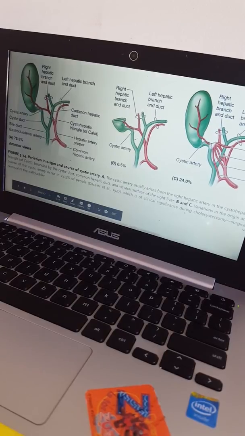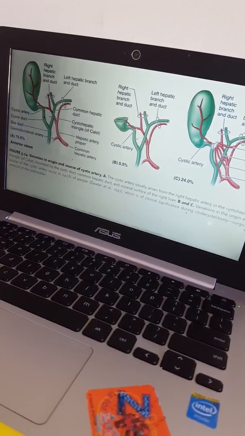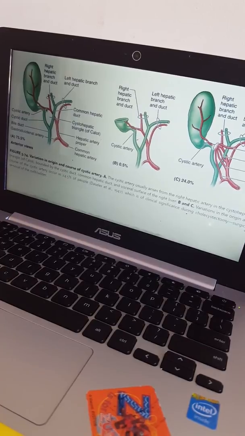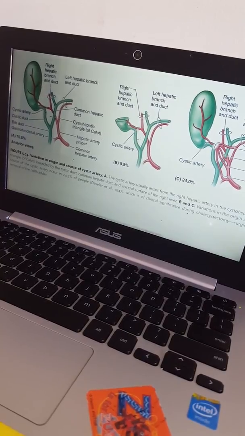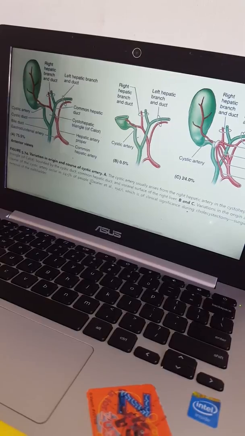Again, you can see this is Calot's triangle, which I was talking about. Basically it is formed by the cystic duct, the common hepatic duct, and the cystic artery, not the right hepatic artery as I was telling before. So this is the correction.